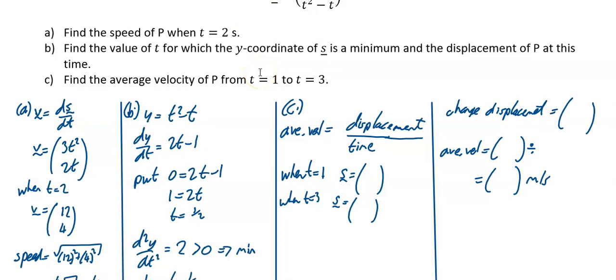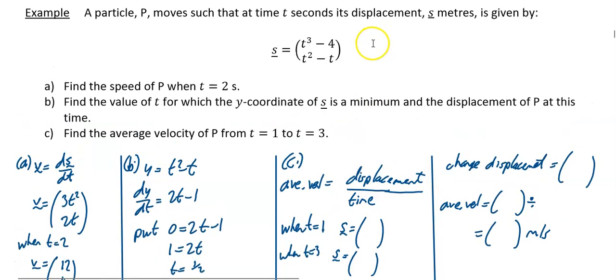Okay, part C, I've sort of filled it in for us, most of it. It says find the average velocity of p from t is equal to 1 to t is equal to 3. So I'm just going to scroll up a bit so you can see what I've done here. Average velocity is equal to displacement divided by time. So I'm going to need to find the displacement when t is equal to 1 and find the displacement when t is equal to 3.